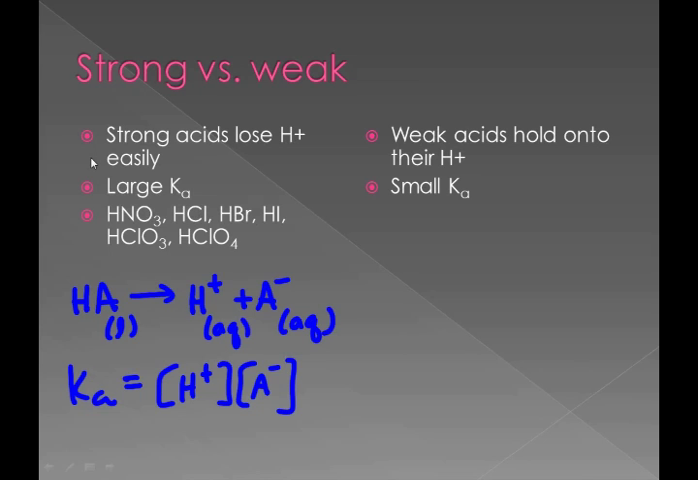Weak acids, on the other hand, hold on to their H's. So they have very small Ka's because in this reaction that we were looking at, mostly they're holding on to the HA. So HA is preferred at equilibrium, and so there are very small Ka's.